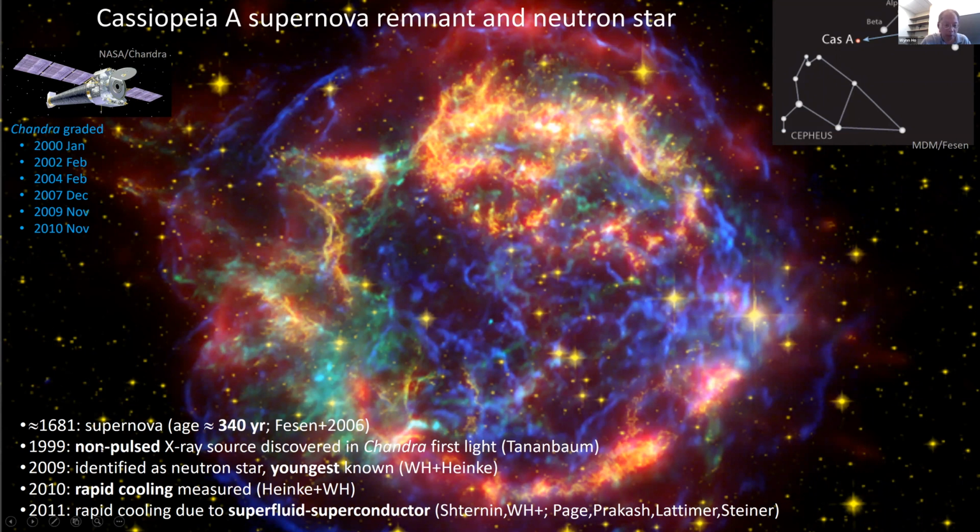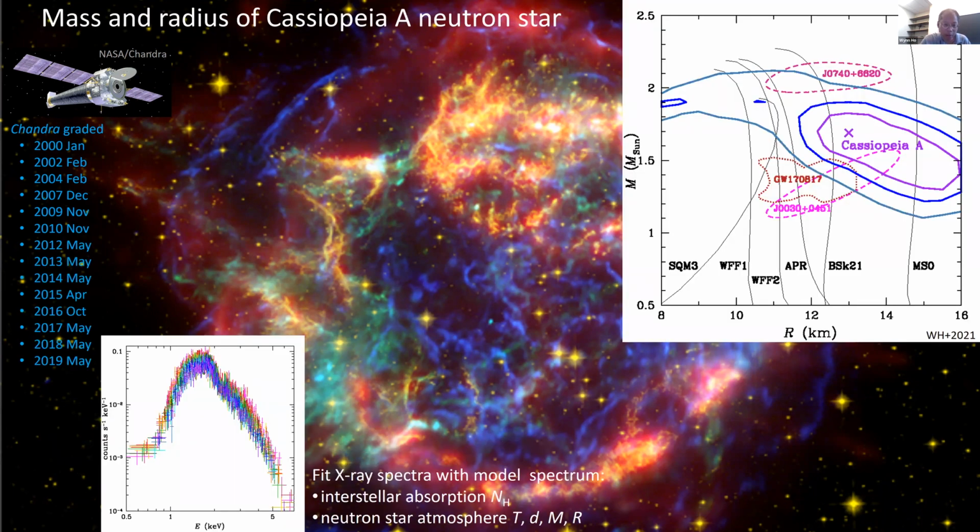Through a series of observations over the following few years, we measured the temperature of this neutron star and showed that it was rapidly cooling, and that can be attributed to superfluidity and superconductivity in the neutron star, which I'll talk about. That was using these initial 5 to 6 observations by Chandra. But now I'll talk about an update.